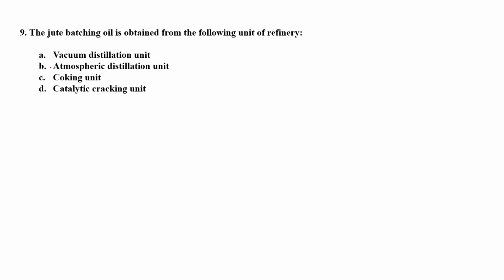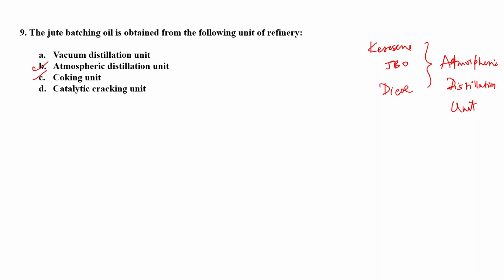Coming on to the ninth question: jute batching oil is obtained from which unit of the refinery? As I told, it is obtained between the kerosene and diesel cut in the atmospheric distillation unit. So the answer is atmospheric distillation unit.